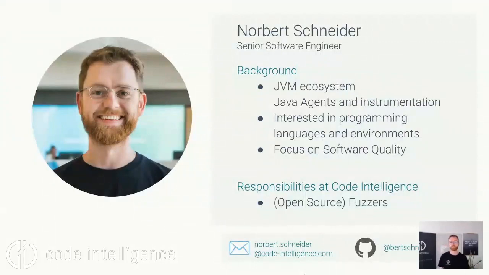My name is Norbert Schneider. I'm a senior software engineer here at Code Intelligence, and I'm one of the people responsible for our fuzzers. That includes our open source fuzzers like Jazzer, our fuzzer for the JVM, and Jazzer.js, our recently released fuzzer for JavaScript, and also our internal fuzzers and integrating all of those into our SaaS platform.